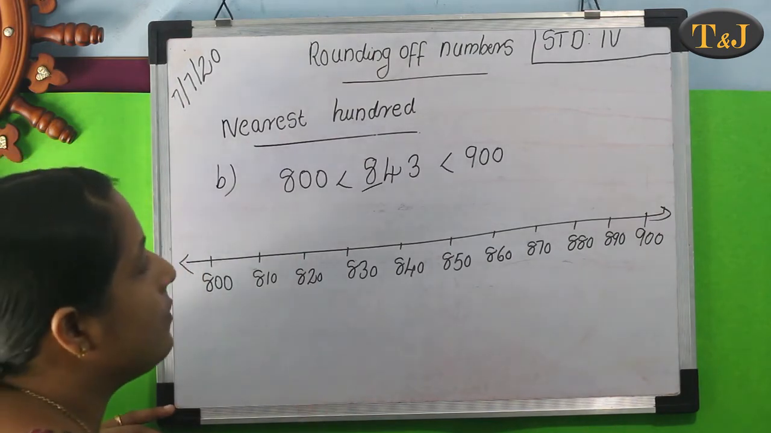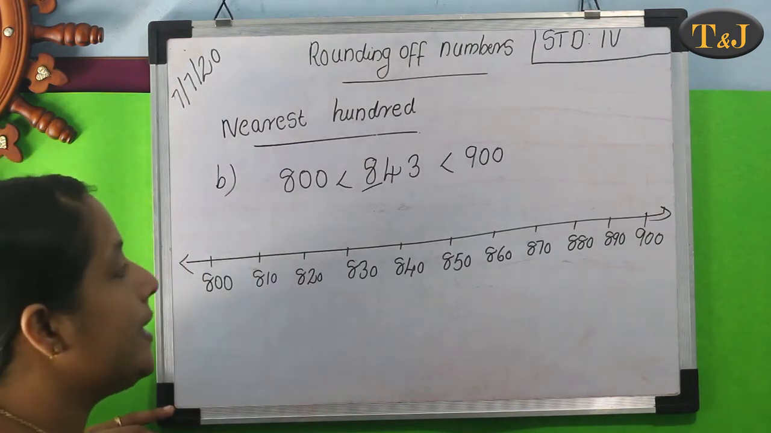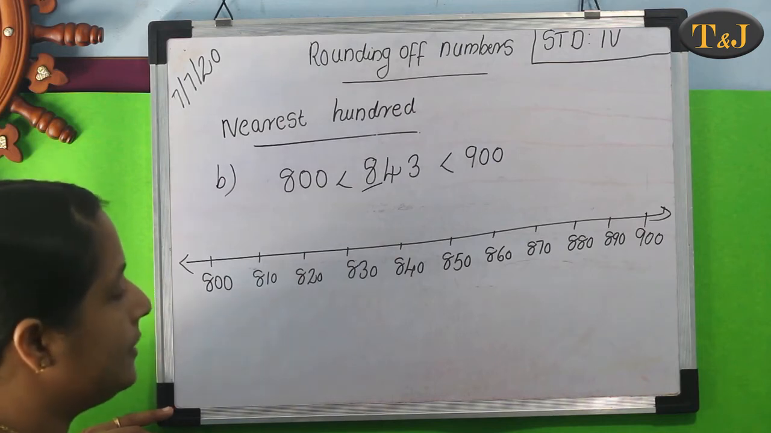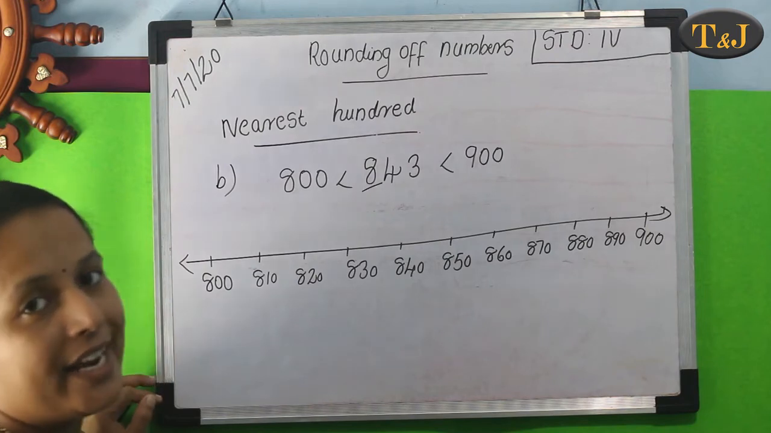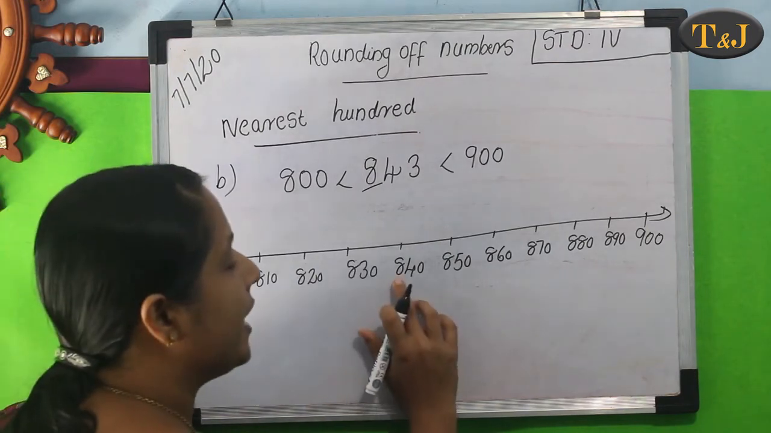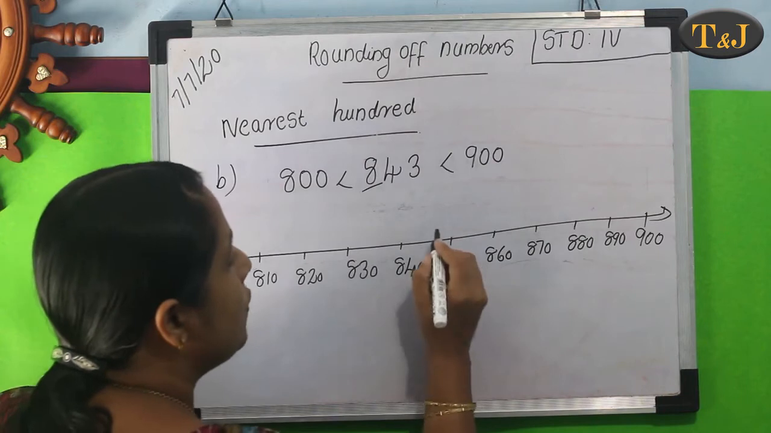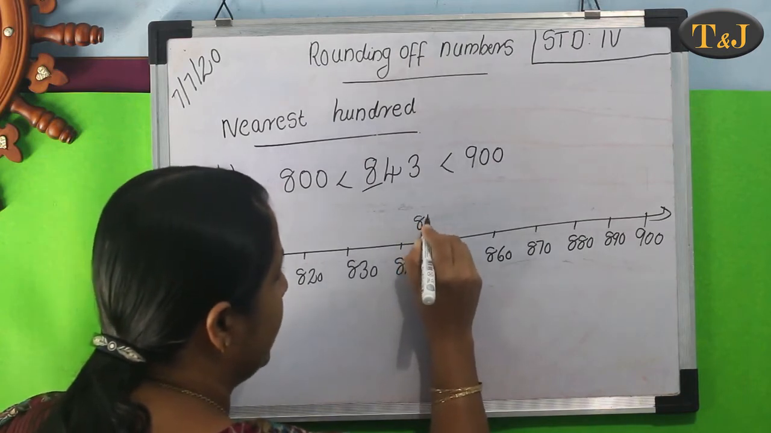Okay, then next we want 843. Where is 843 located? Do you have any idea? Yes, 843 is in between the numbers 840 and 850. So we just write 843 here.